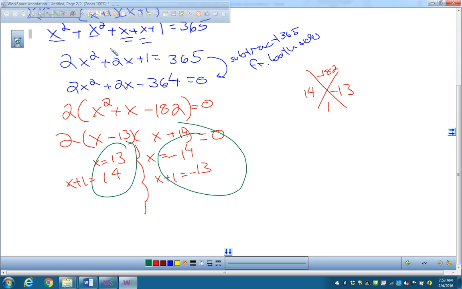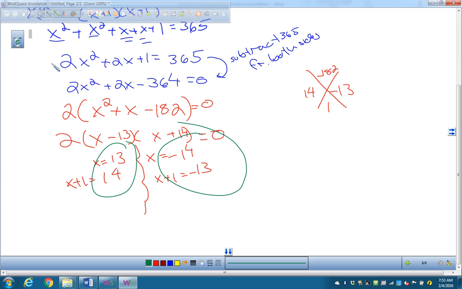What is this called, though? What will it ask us to do on a test? It'll say something like, find 2 consecutive integers whose sum of the squares is 365. It's a word problem. So this would be a word problem. Yes, sir, that's an excellent question.